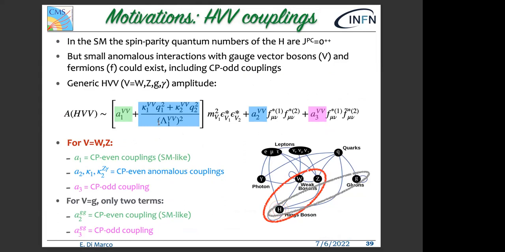and the motivation, of course, is a general way to probe for new physics effects in the Higgs land. When you look for V, which is a massive gauge boson like W and Z, you have A1, which is the standard model like. You can have CP even anomalous couplings and CP odd. But we also now test the case of V being a gluon. And in this case, we have only two terms, one which is again what we call A2, which is still CP even and is the standard model like, but also one term which is CP odd.